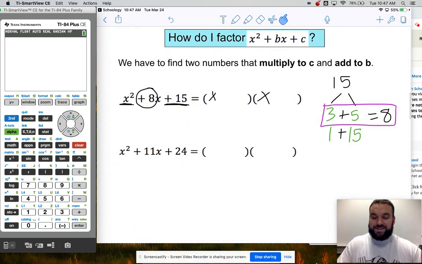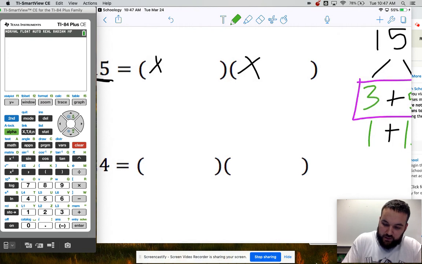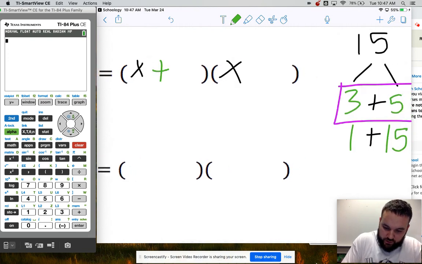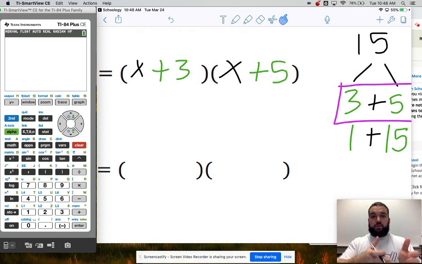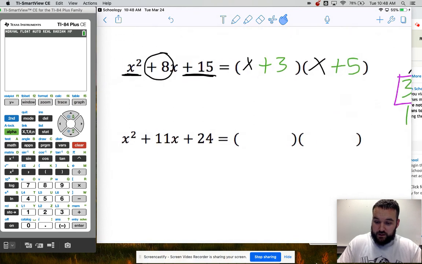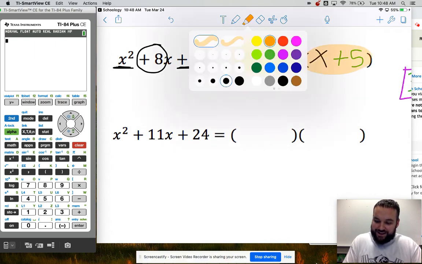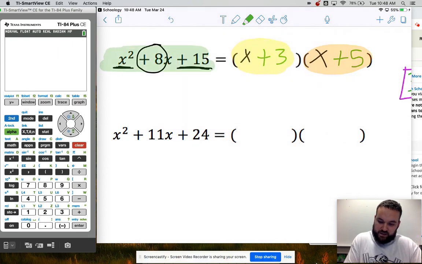Since I found two numbers that multiply to 15 and add to 8, those numbers, positive 3 and positive 5, each go into a set of parentheses with x. It doesn't matter what order. If you put plus 5 first and then plus 3, that's fine. If you want to check your work, we're done. We've successfully factored it, because if I were to multiply or distribute x plus 3 times x plus 5, I would get this as a result, x squared plus 8x plus 15.